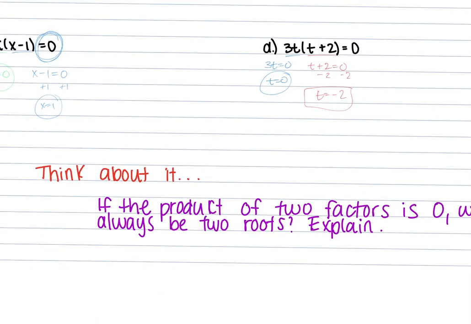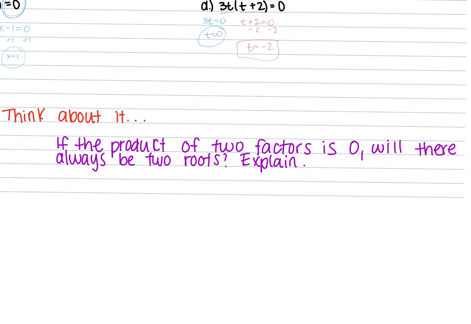Okay, you guys jump back up a little bit, okay? I want you to think about this question. If the product of two factors is 0, will there always be 2 roots? Write down your answer and explain it, go. How many people put yes, that there will always be 2 roots? How many people put no? The answer is no.